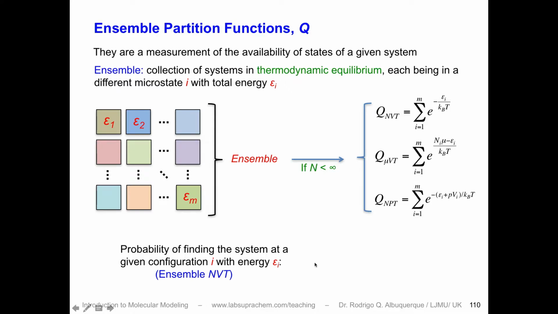Actually, we can use the partition function to calculate many thermodynamic quantities, as we'll see in the next slide. But let's suppose we have an NVT, the canonical ensemble. Let's calculate the probability of finding the system at a given configuration i with the energy epsilon i. We can just use the partition function of NVT. We have just the energy of this microstate i divided by the whole sum over states, which means divided by the canonical partition function.